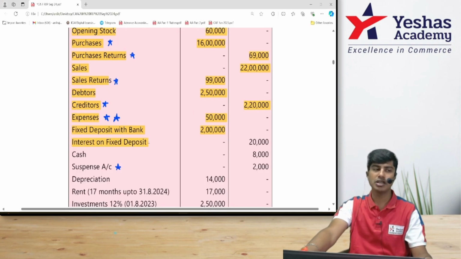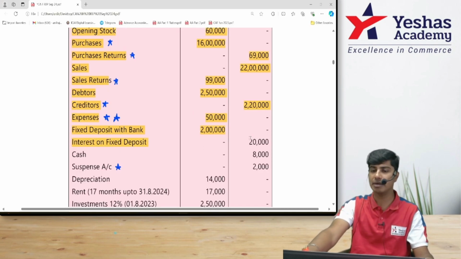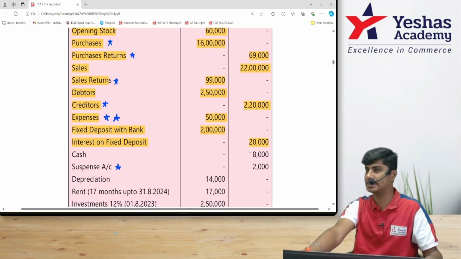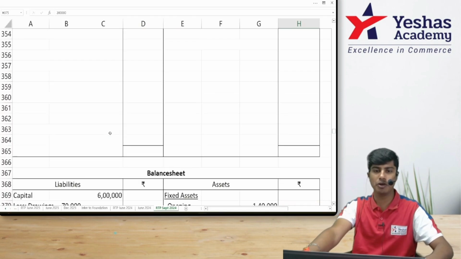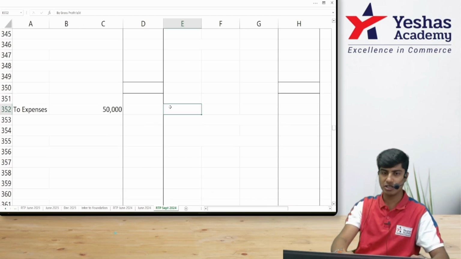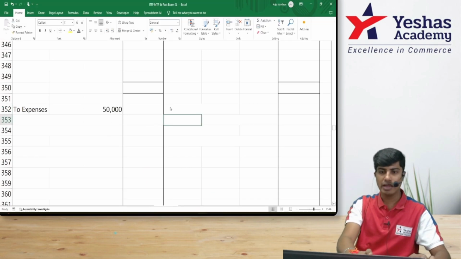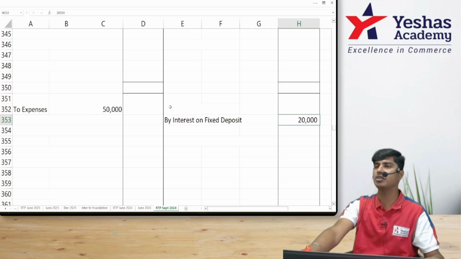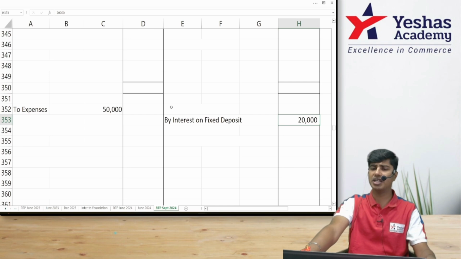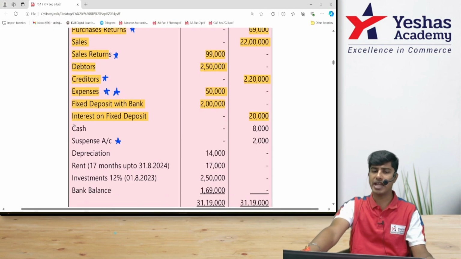Interest on fixed deposit. Interest on fixed deposit is income. Income of 20,000 should go to the P&L account credit side. So I'll take this to my profit and loss account. And on the credit side, I'll give a little place for GP first. First is GP. I will write interest on fixed deposit 20,000. There is no adjustment, so straight away outer column. What is it after interest on fixed deposit 20? Cash. Where do I write cash of 8,000?